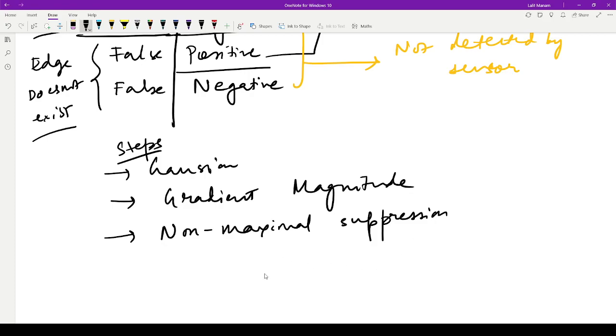What does it do? In a patch of the gradient magnitude image, not the original image, we see whether, along the direction of the edge, a pixel is the maximum or not. If it's maximum, then you retain it. Otherwise, you just suppress it to zero. So how does it help? It helps for localization.